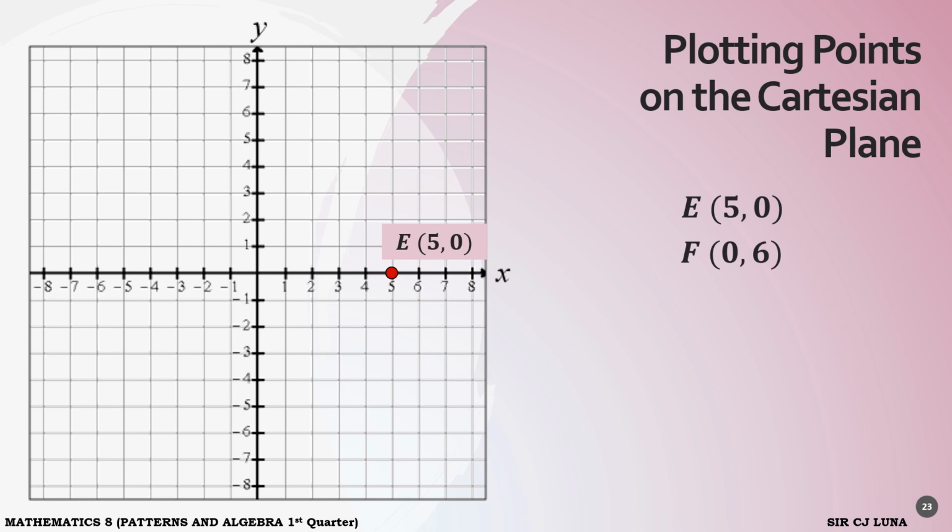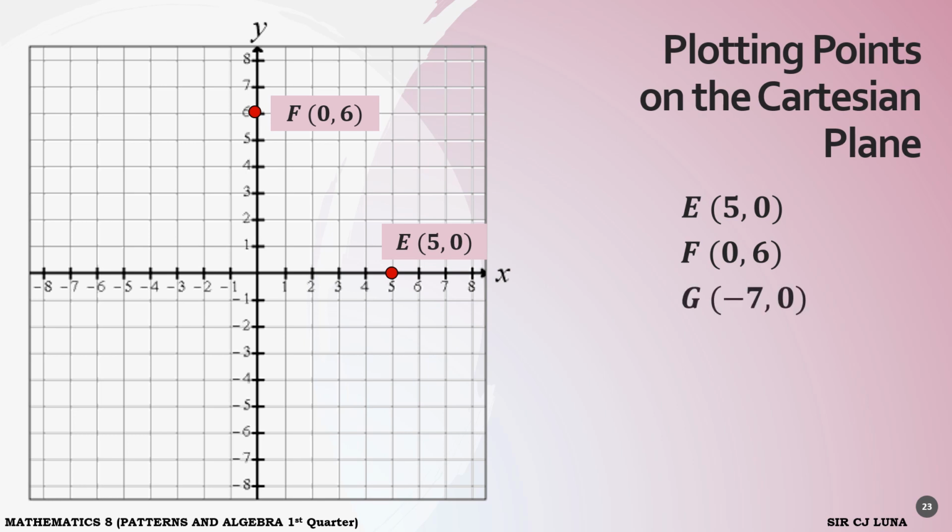Point F, 0, 6. 0, 6 means we will not move left or right of the origin because your x-coordinate is 0, and then we will move upward because we have positive 6. So, point F is on y-axis.